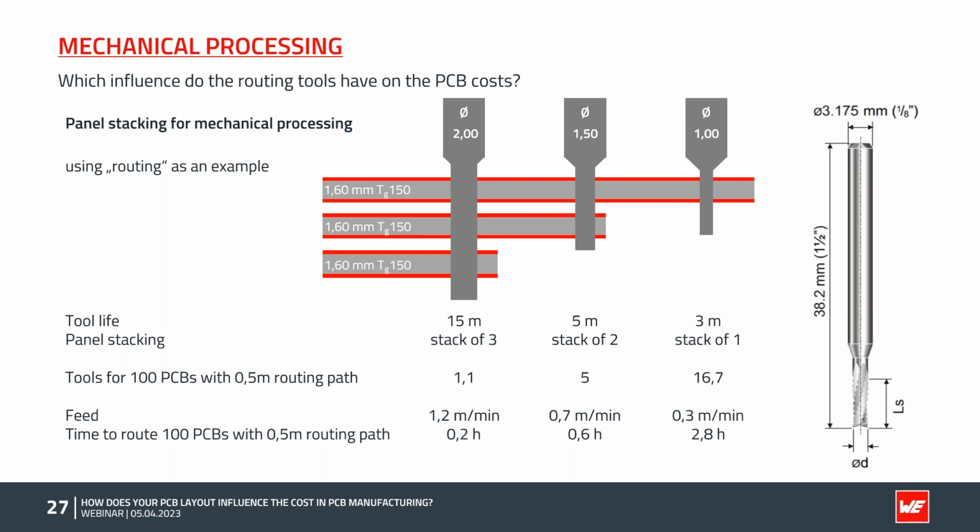And again, in this example, 100 PCBs with 0.5 millimeter routing path go from only 0.2 hours to 2.8 hours. It's still the same distance. It's just a smaller tool. And it means the time increases. The longer the panel lies on our manufacturing equipment, the more it costs. So in that case, when we sum up all the parameters, it's times 12 comparing a 2 millimeter to a 1 millimeter routing tool. Pretty interesting, I think.